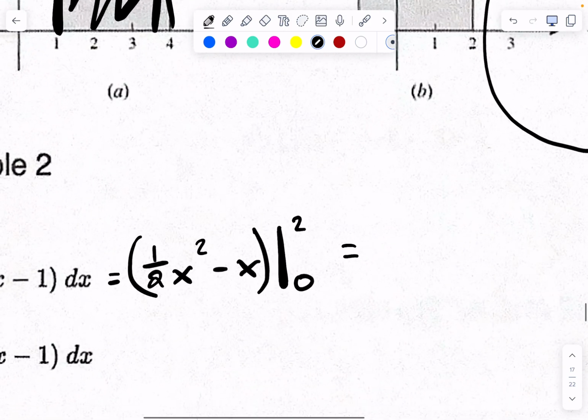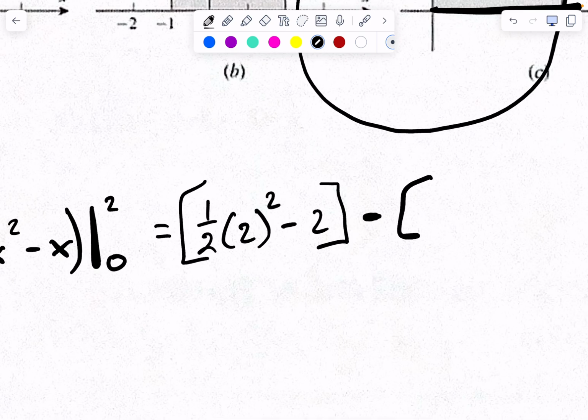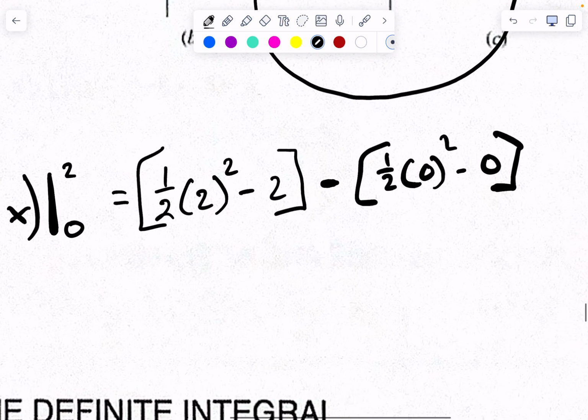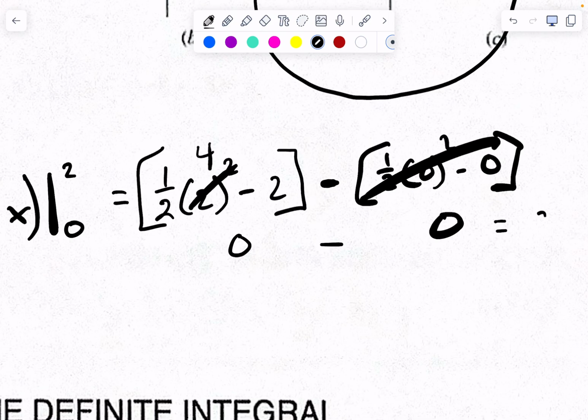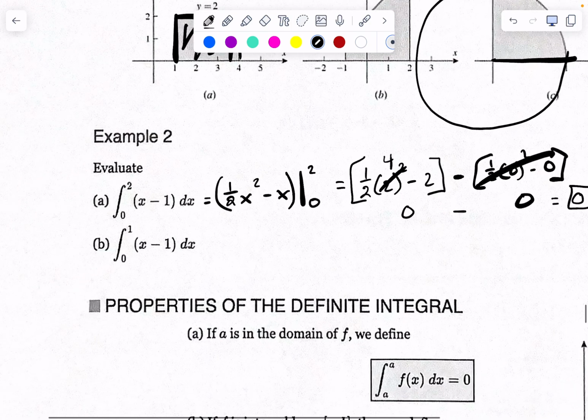So if we plug in 2, we've got 1/2 times 2 squared minus 2, minus what I get when I plug in 0. So 1/2 times 0 squared minus 0. This is 0. This is half of 4, which is 2. 2 minus 2 is 0, 0 minus 0. So you're right, it comes out to be an area of 0. How can you have 0 for an area? What the heck? There must not be anything there.